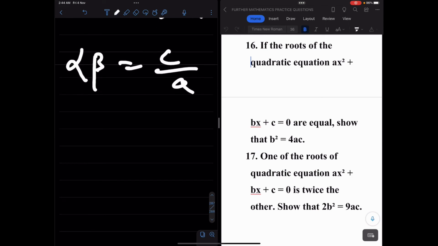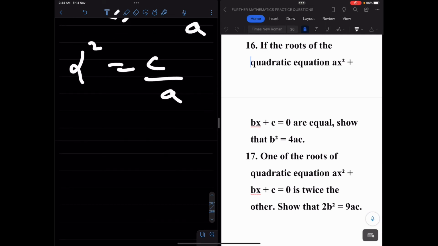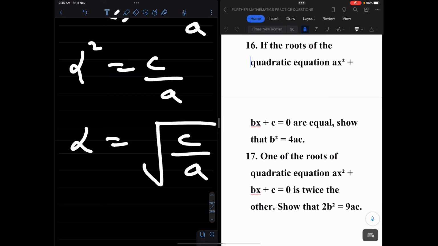And alpha is the same as beta, so that means I can write beta as alpha. That means alpha times alpha equals c over a. And that simply means alpha squared equals c over a, which simply means alpha equals the square root of c all over a.